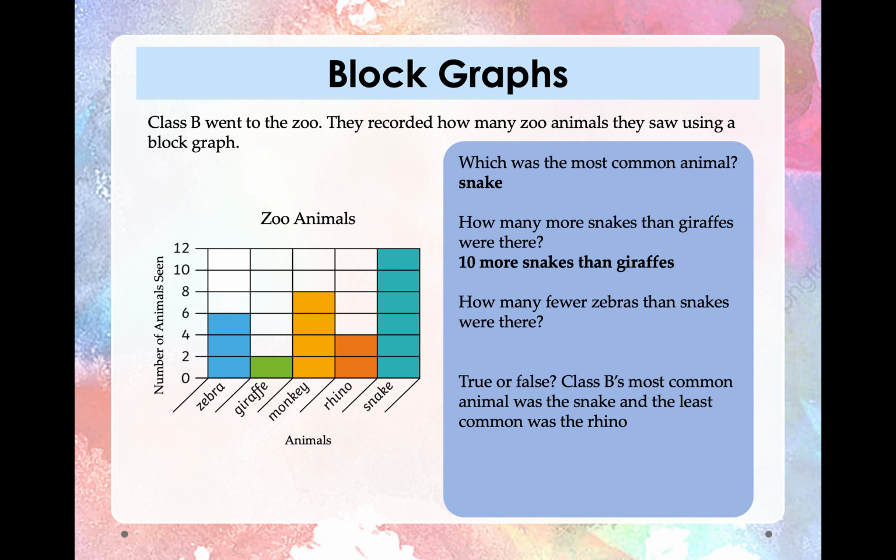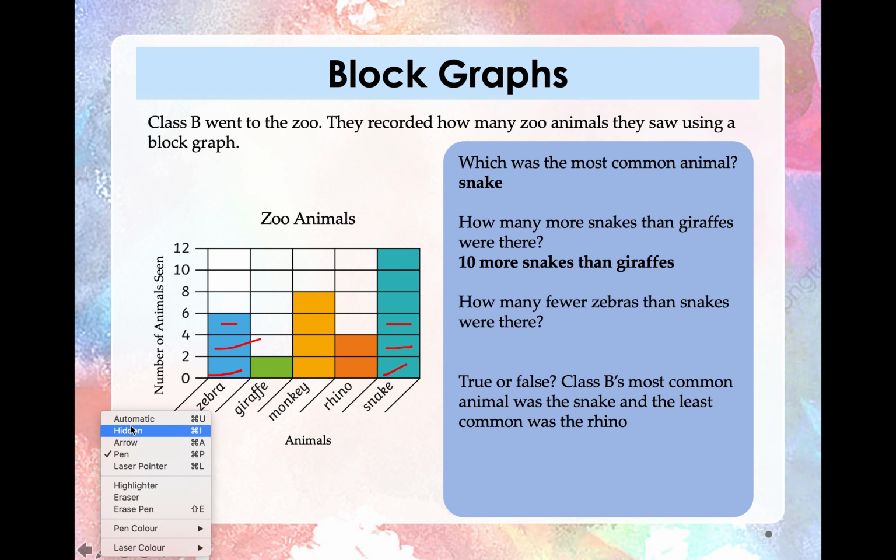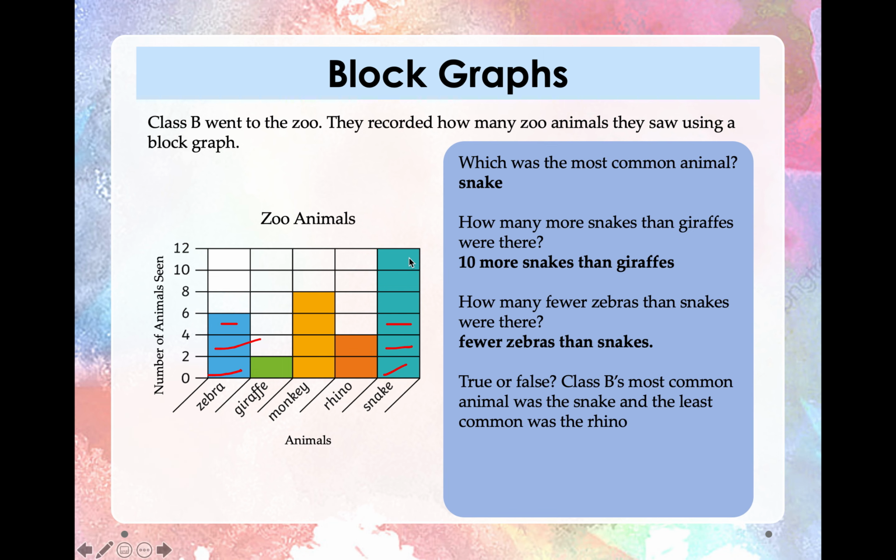How many fewer zebras than snakes were there? So here we have zebras and then we have snakes. So we can cross out 1 zebra for 1 snake, 1 zebra for 1 snake, and 1 zebra for 1 snake. We have no more zebras to cross out, so now we count how many we have left. 2, 4, 6. So there were 6 fewer zebras than snakes.